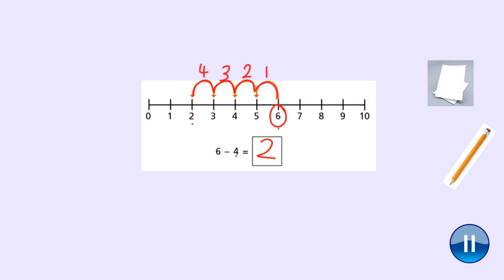Give yourself a tick if you put 2. If not, don't worry. Write the number underneath and have a look at the number line so that you can see where you went wrong for next time. Well done for trying though.